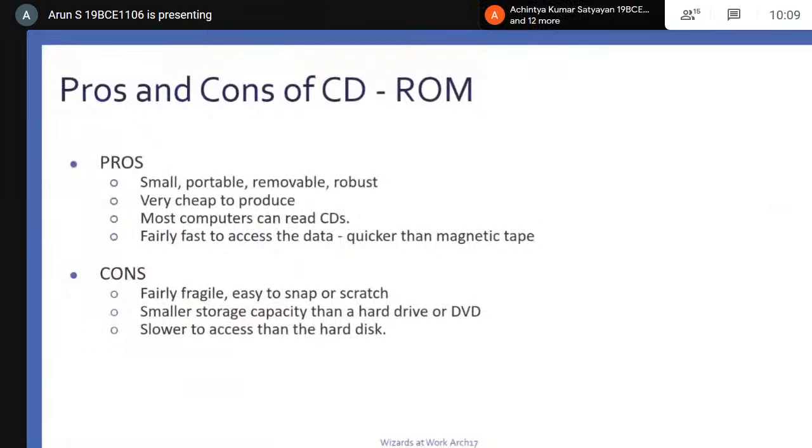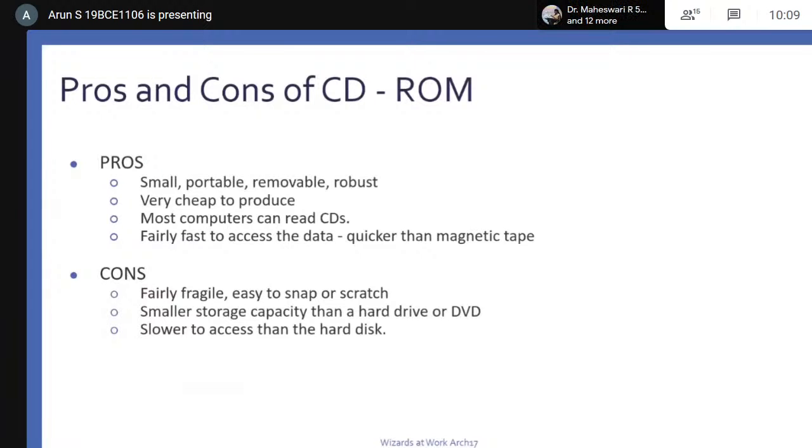Talking about the advantages of CD-ROM, they are small and portable and are very cheap to produce. Most computers can read CDs. If there is no CD drive, a DVD drive can usually read them. They are fairly fast in accessing the data. They are quicker than magnetic tapes.